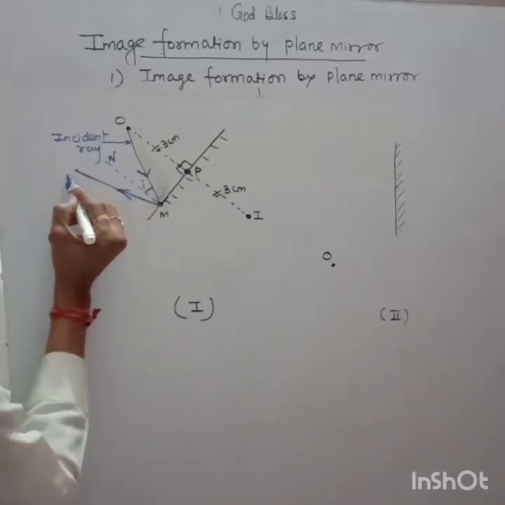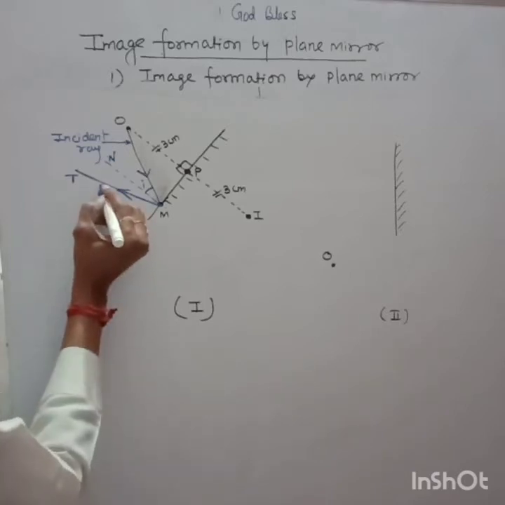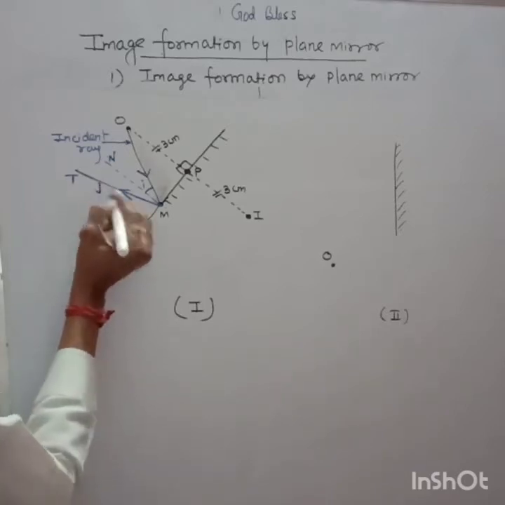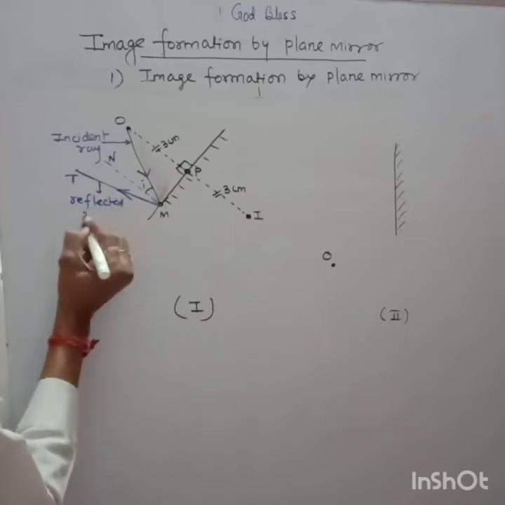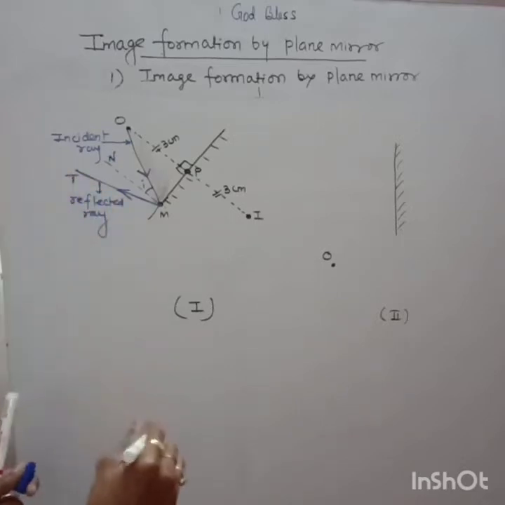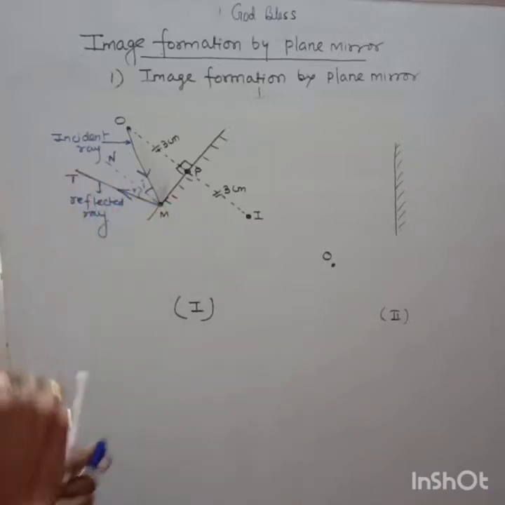Along MT. So this is the ray which I have drawn, is the refracted ray, which makes angle R. You can see in the diagram.